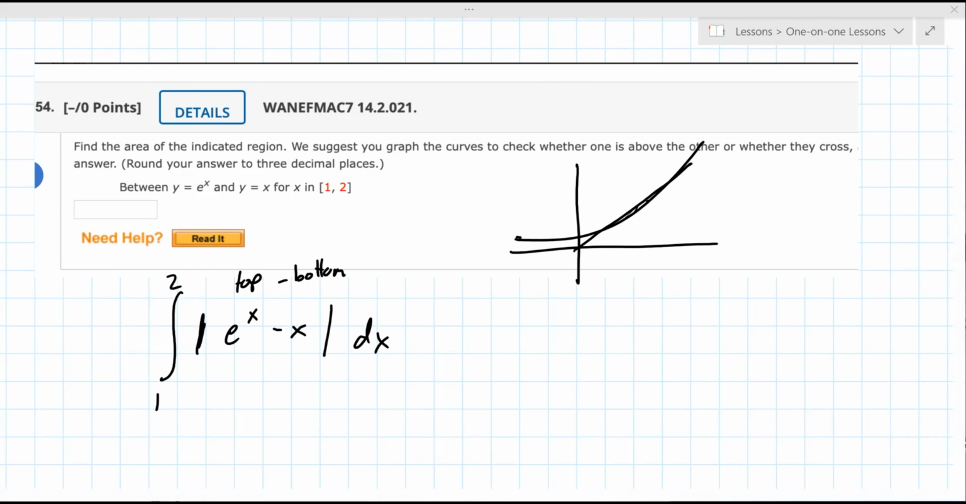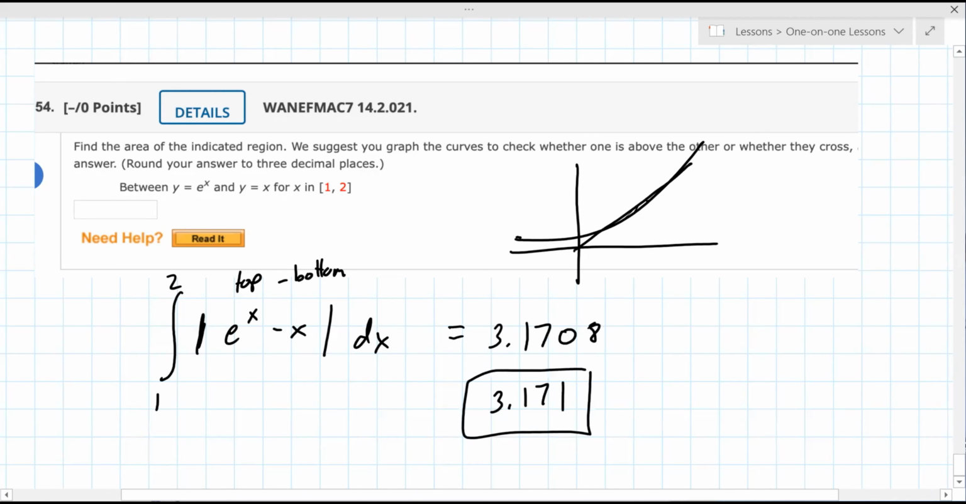3.17. We'll get caught up to you here. Yep, 3.17. Now it says to go 3 decimal places, so this would be 3.171 would be your final on that. Okay. 55. 55 looks like it's next.